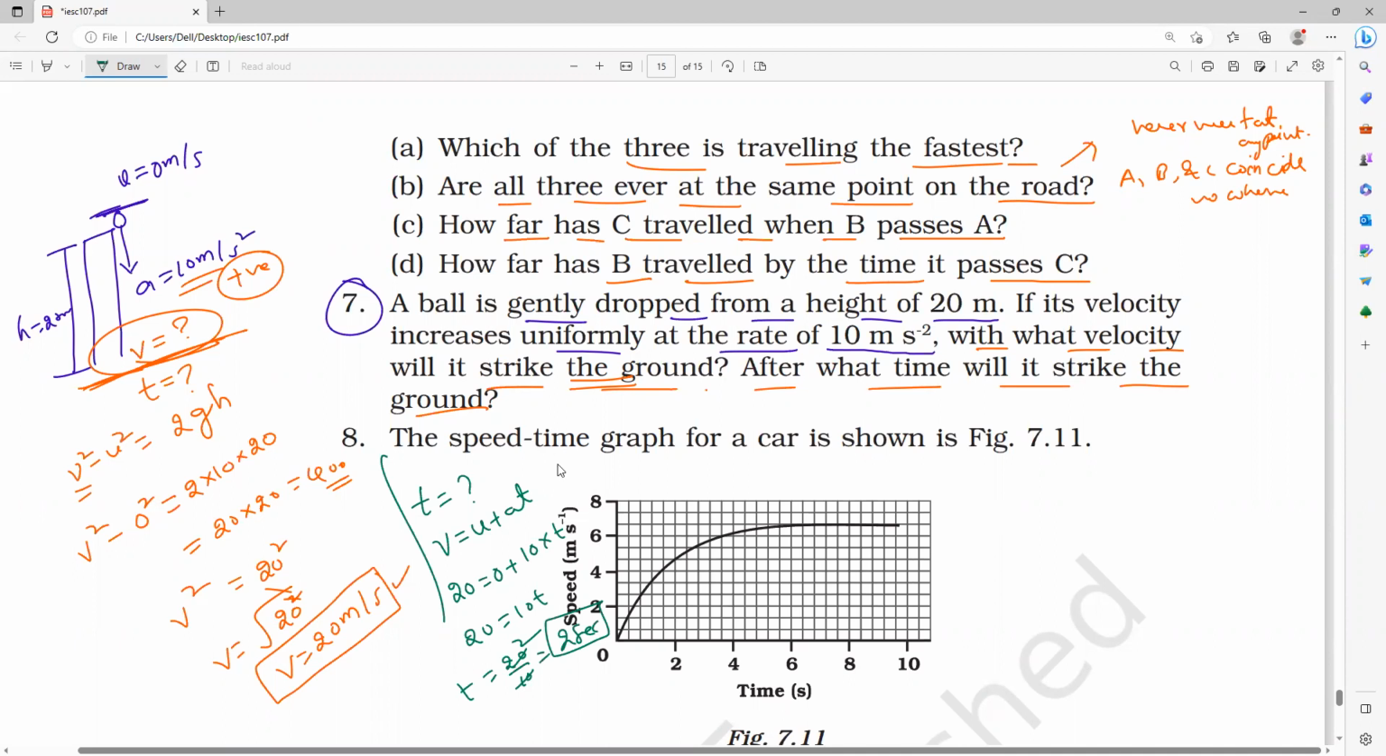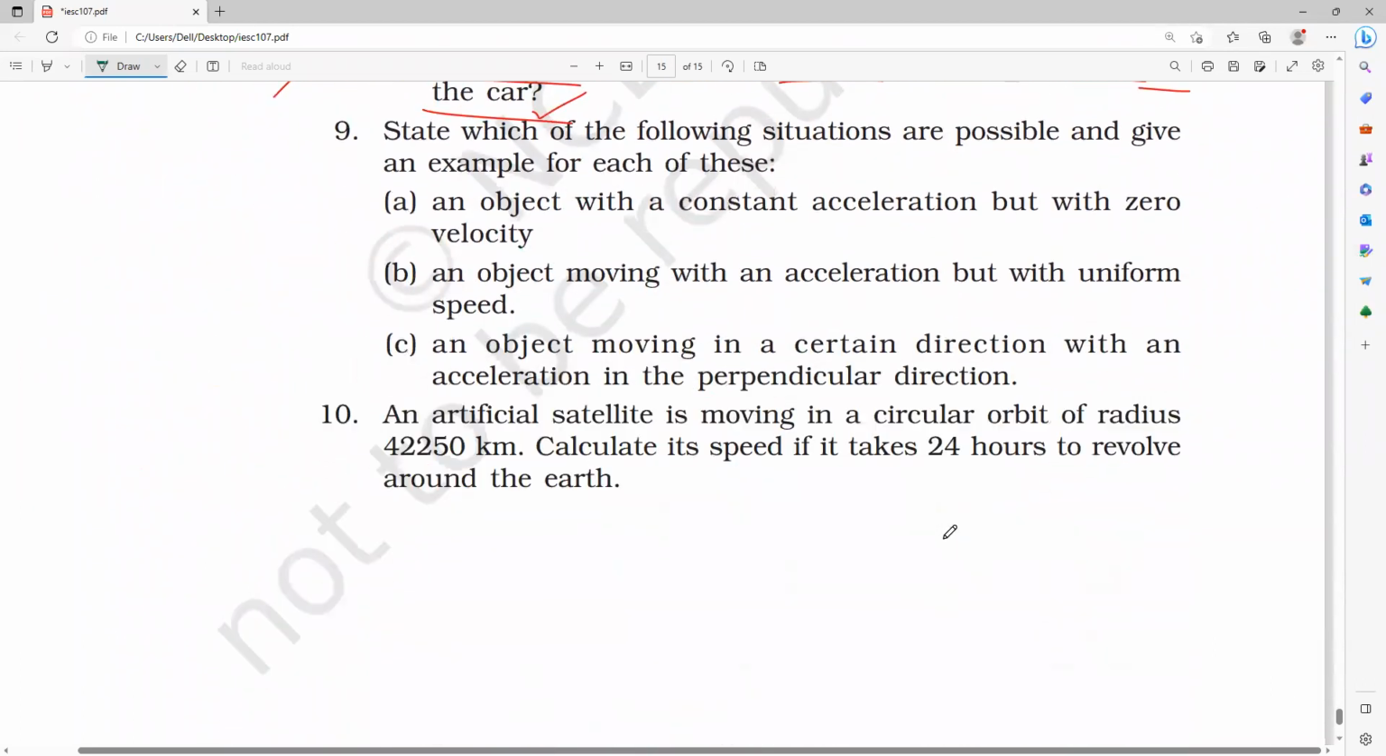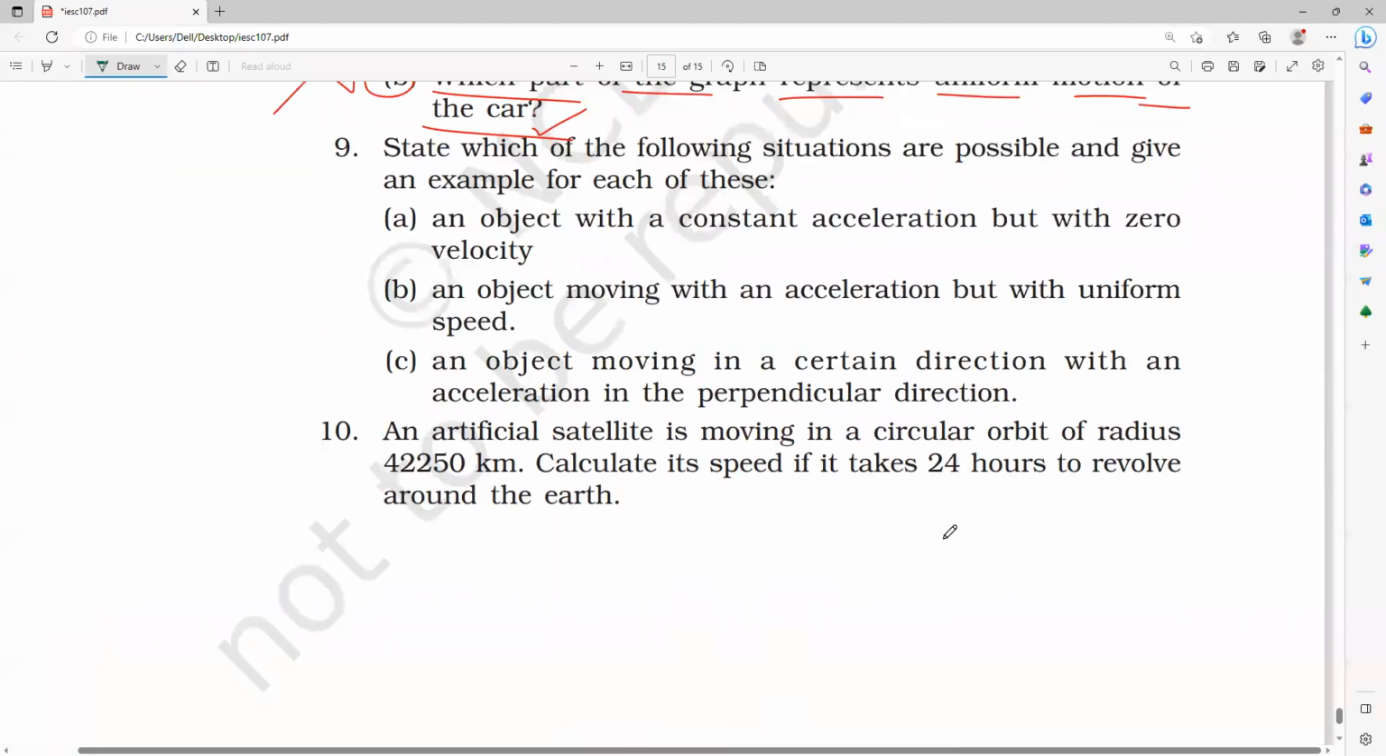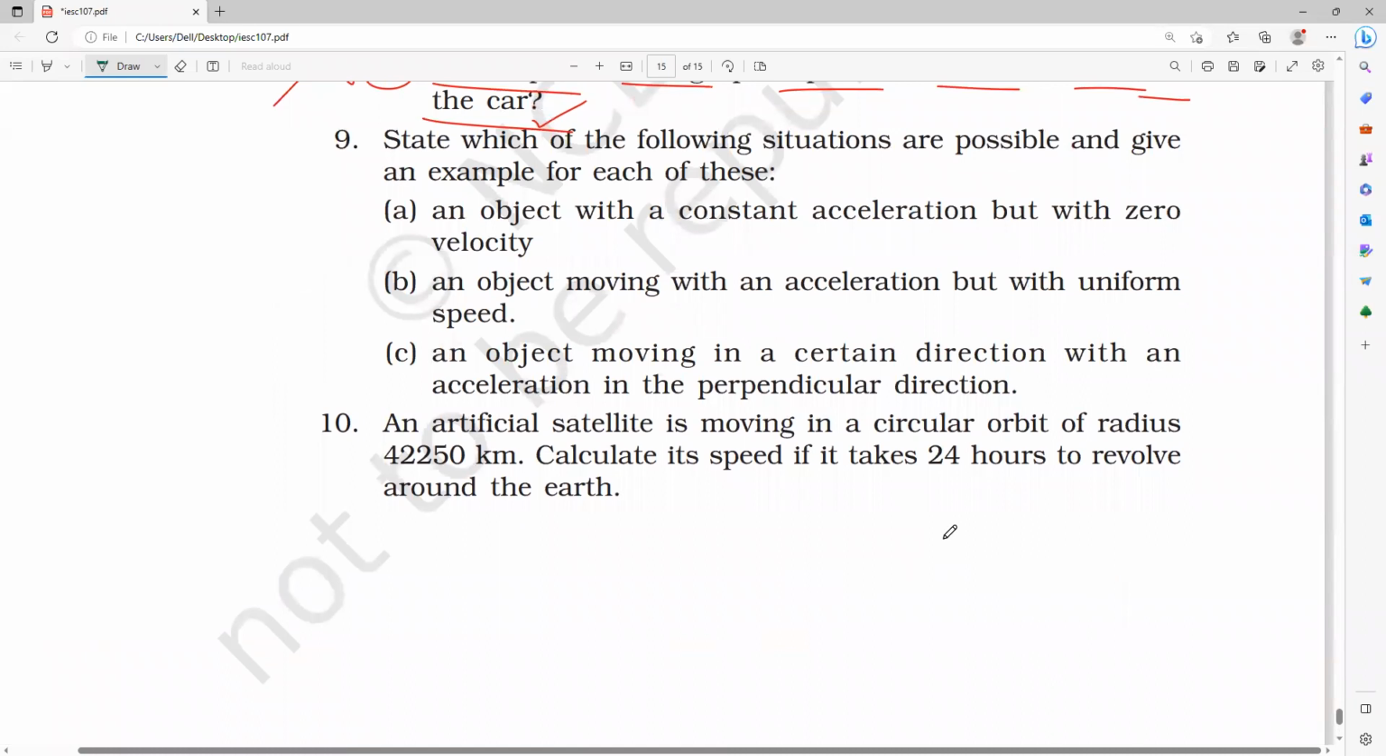So till question number 7, everybody solve. Question number 5, Mari will send in the group and you try to draw it. Tomorrow I will explain it. And from question number 8 to question number 10, four questions are there. Those questions we will solve in the next class.